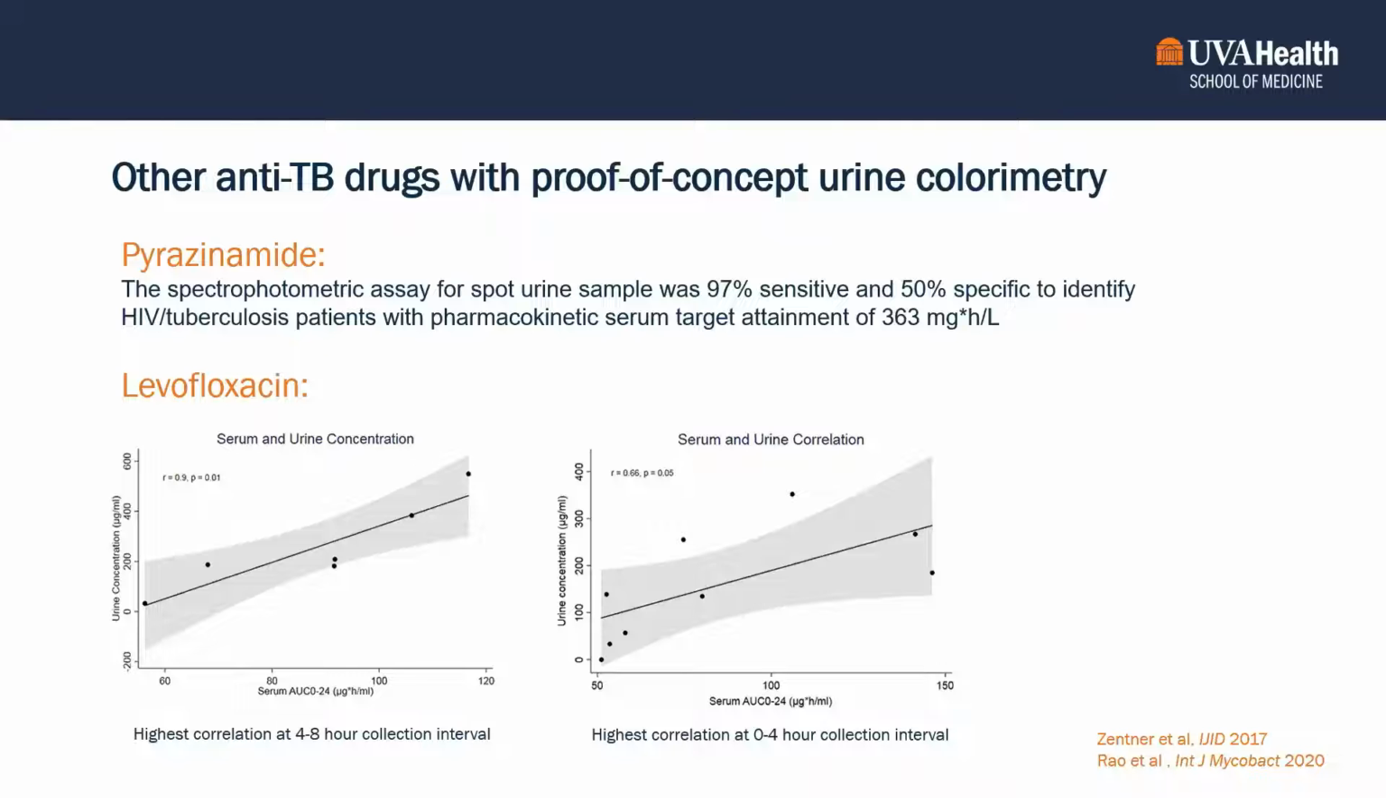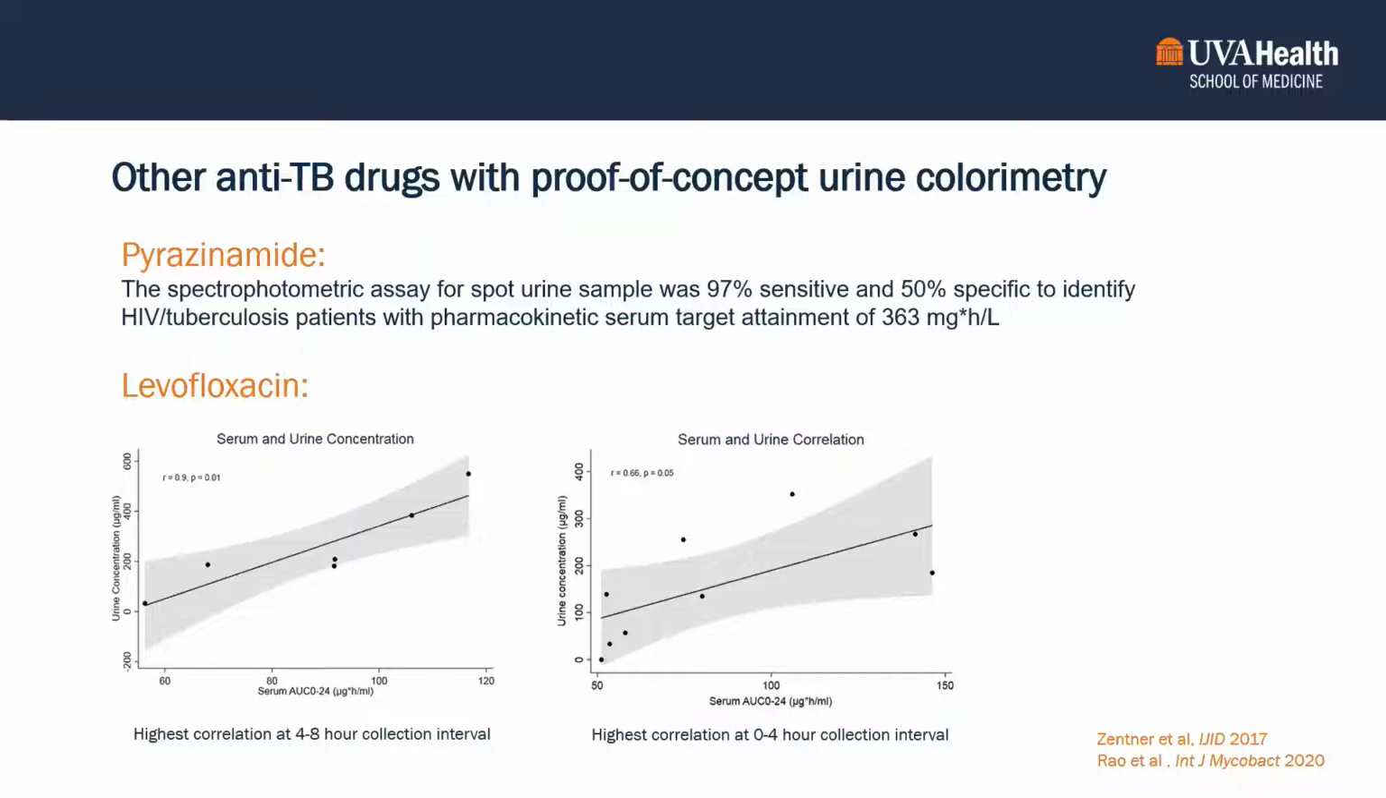There were 6 healthy volunteers, and then we recruited 10 MDR-TB patients living with HIV. The 6 healthy volunteers were just given one 750 milligram dose of levofloxacin, and then urine was collected over 24 hours. It was collected in 0 to 4 hour, 4 to 8, and then 8 to 24 hour time intervals after dose administration.